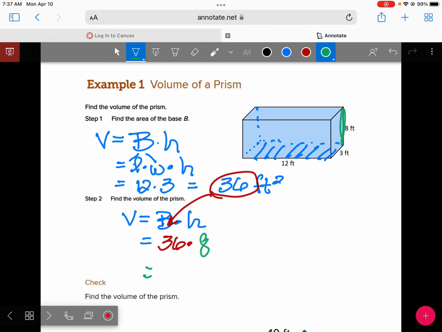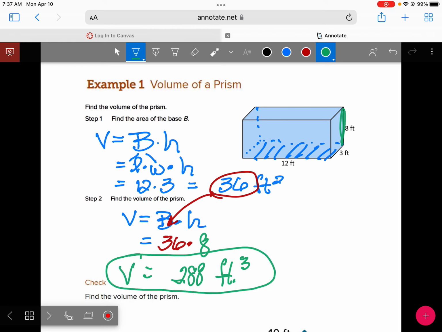I don't know what that is. Looks like 288. Check my math. 288 feet. And here's what we do for volume. Because we're finding cubes, it's going to be feet cubed.